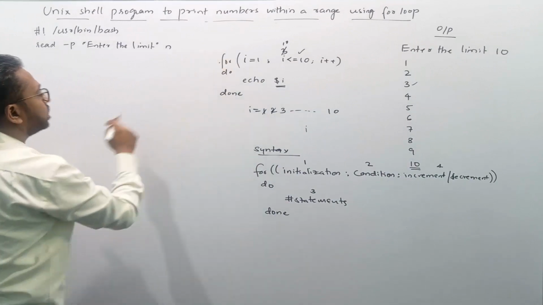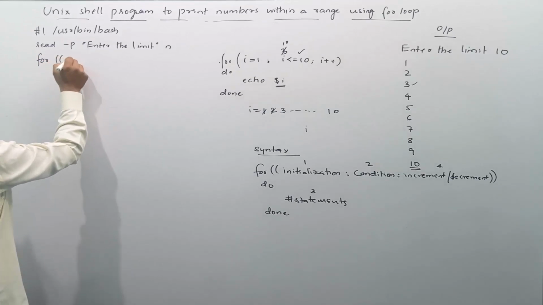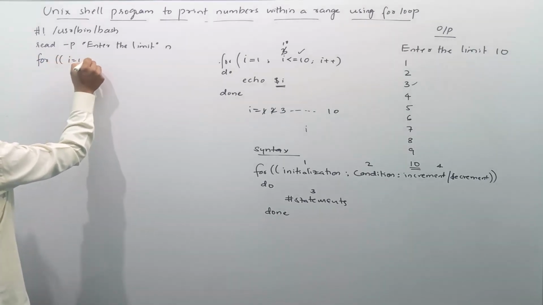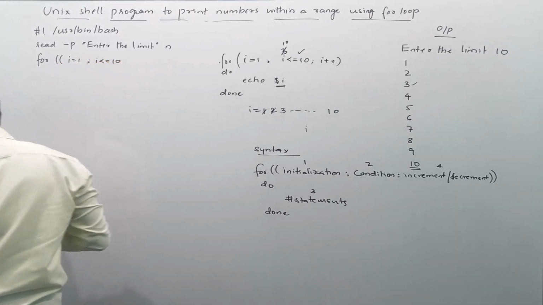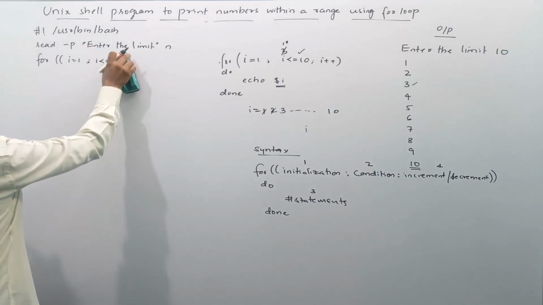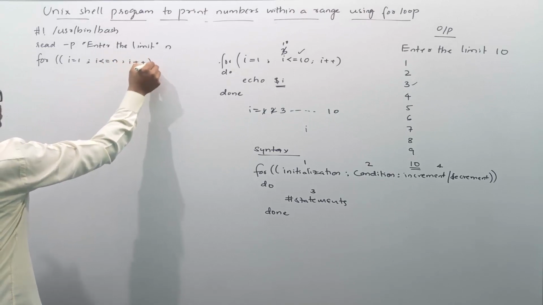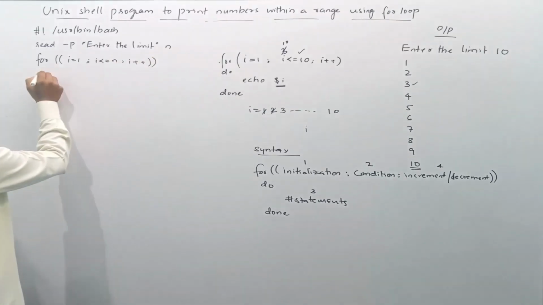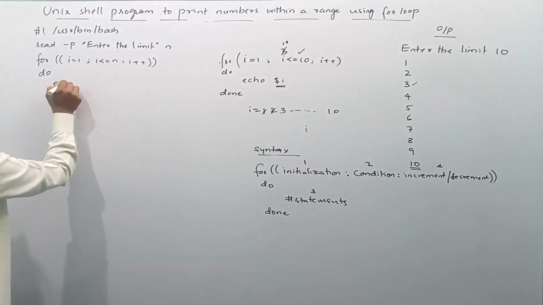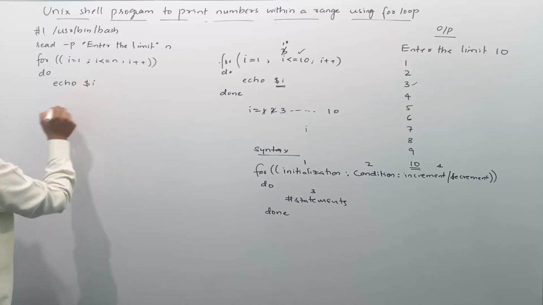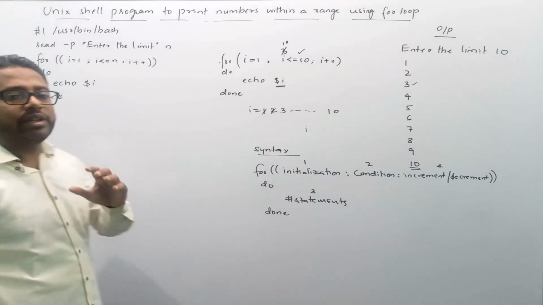Okay, next I will start this for loop. For space 2 brackets, then I is equals to 1 semicolon, I is less than or equals to 10. Okay, I will use n value here because n value is 10. Then semicolon, I plus plus, close the brackets, then do, and next we need to print this: echo $I, and done. Okay, so this is a very simple program.